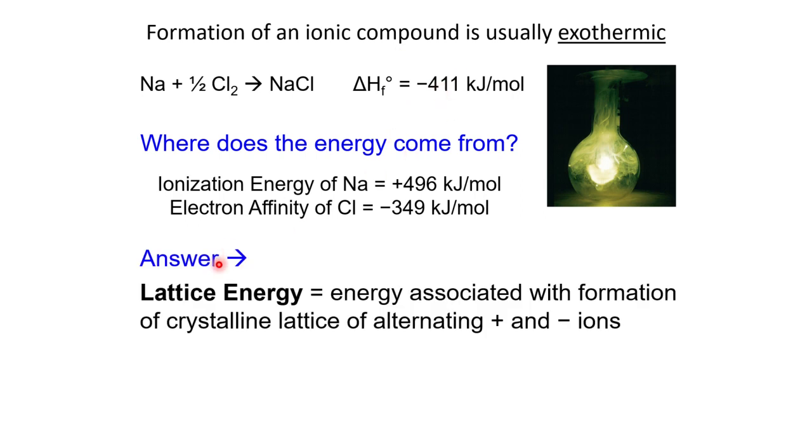The answer for where this energy comes from is called the lattice energy, which is the energy associated with forming the whole crystalline lattice of the alternating ions and the subsequent sharing of that electron cloud around that lattice.